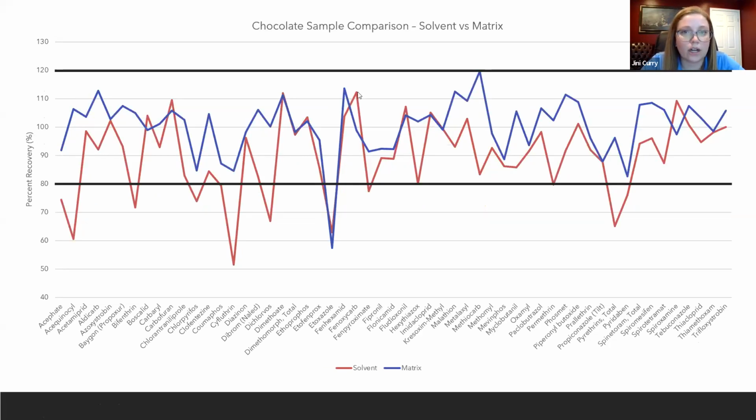This is our chocolate sample, I believe. I'm not sure how to make this go away.